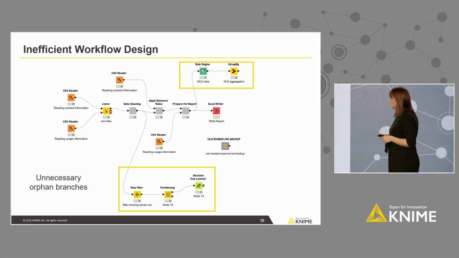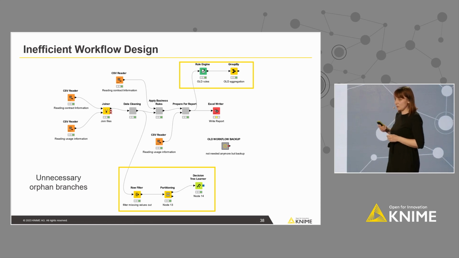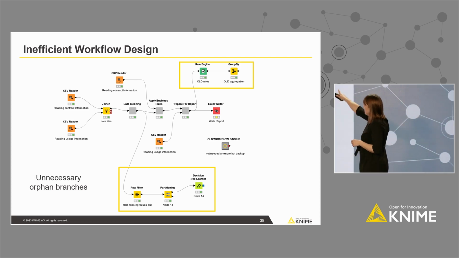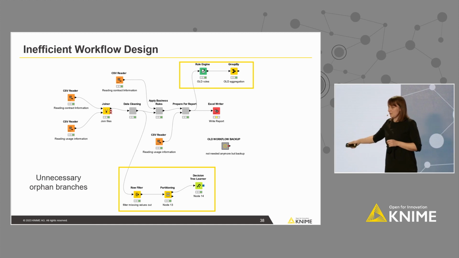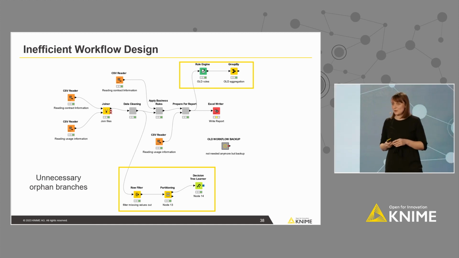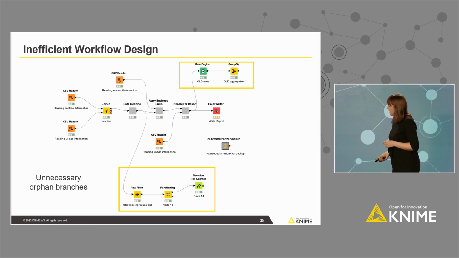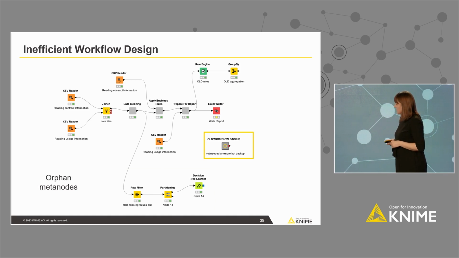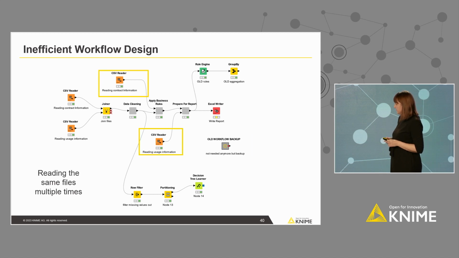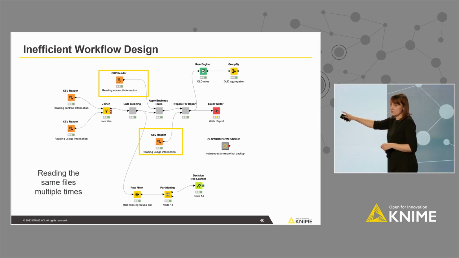So you see here there are some unnecessary branches, even documented as old, right? So we have it here on the top, and then on the bottom, even machine learning, right? So don't calculate any machine learning models if you don't plan to use them. Then there is also some backup meta node included. We are reading some files several times. Of course, here it would be easy to connect from the beginning.